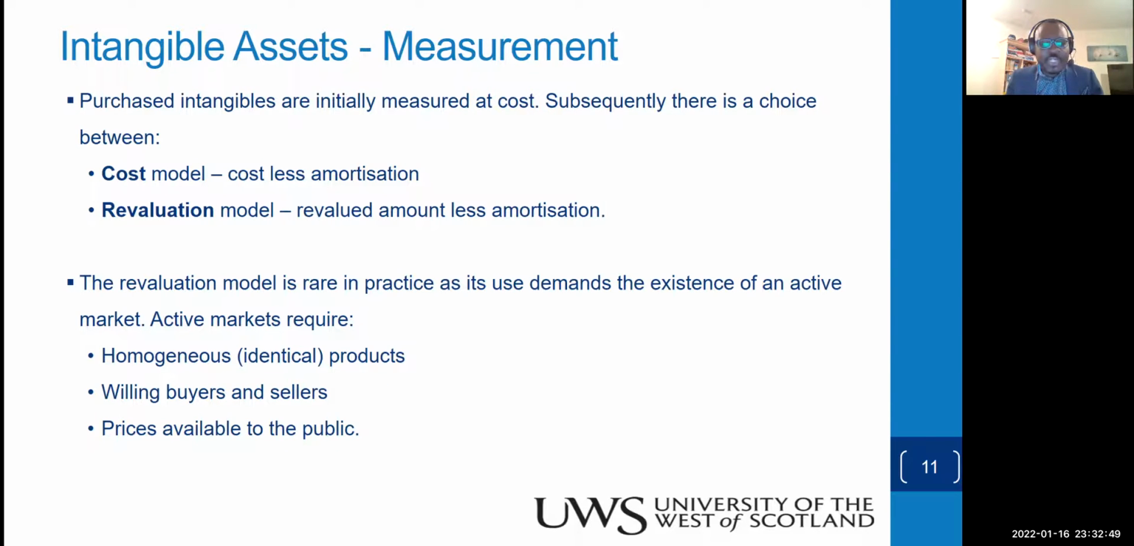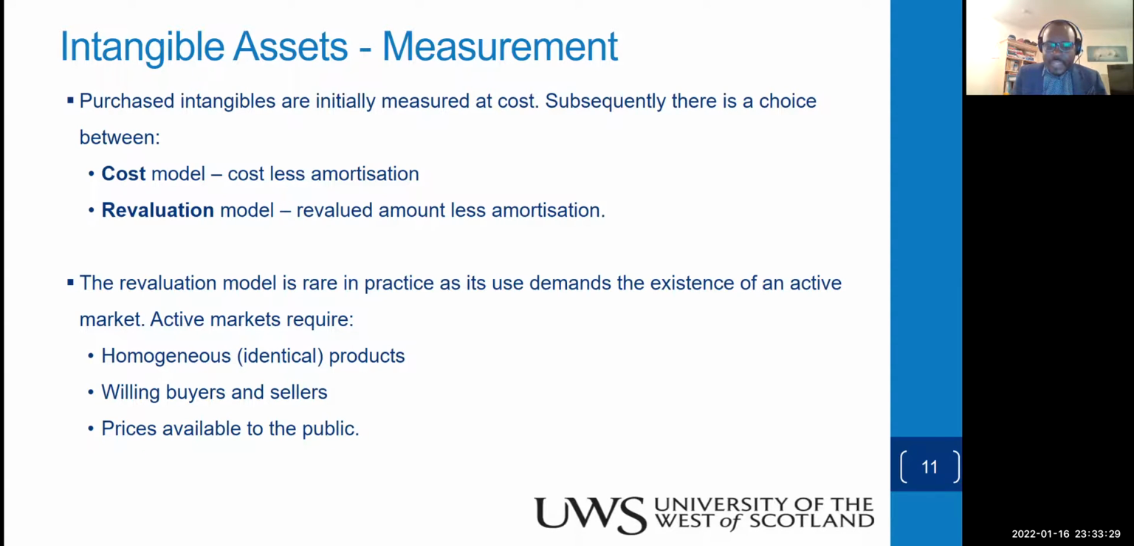The revaluation model is rare in practice, as its use would demand the existence of an active market for you to compare. So if there's a patent I'm using, and I think the value of the patent has increased or decreased, we need an active market, an arm's length transaction, to benchmark and see whether the new value I'm placing on the patent is consistent with market development, or a similar product which has the same features as my patent. The active market should have homogeneous, identical products I can compare to.